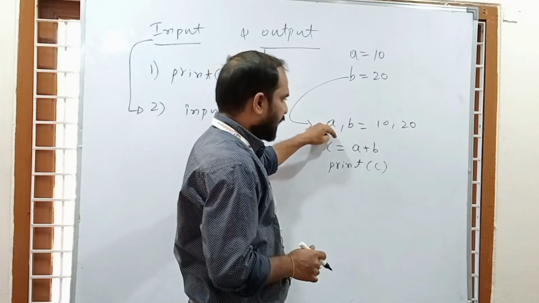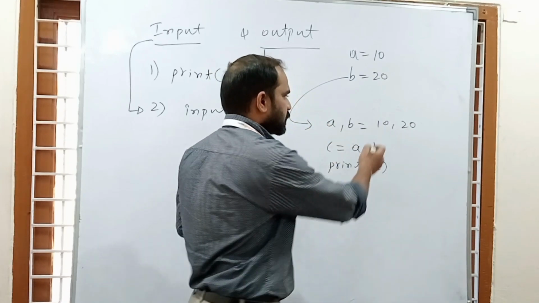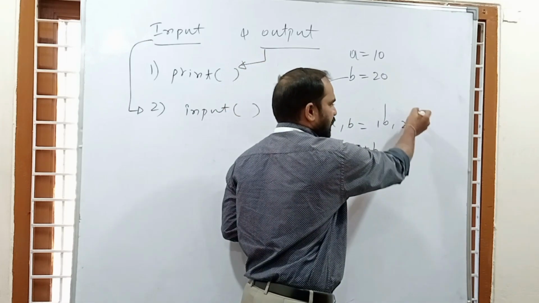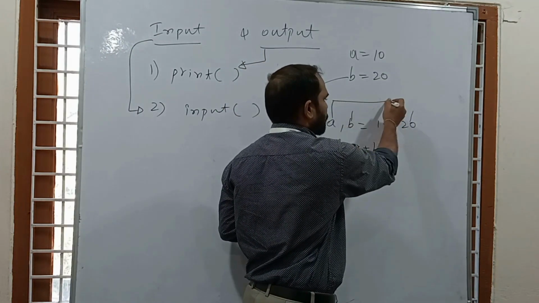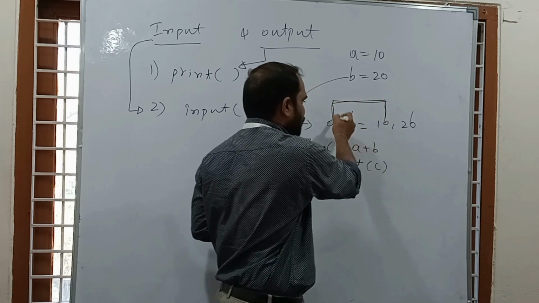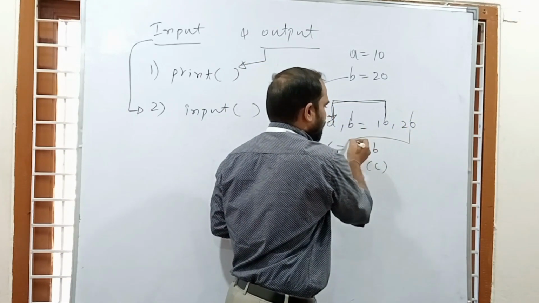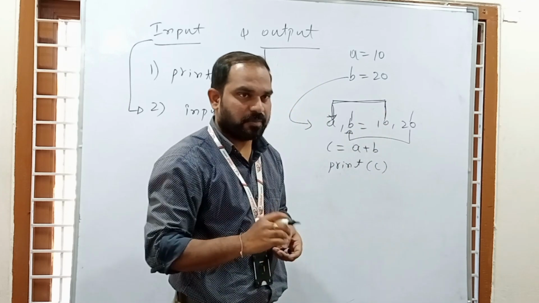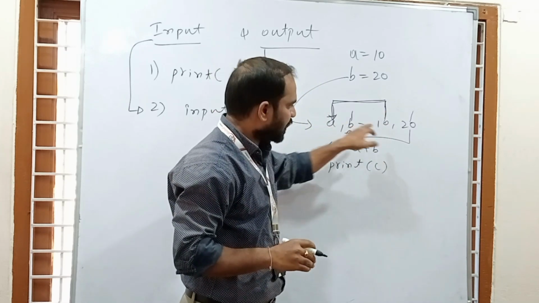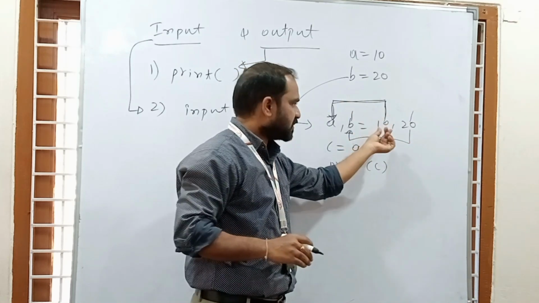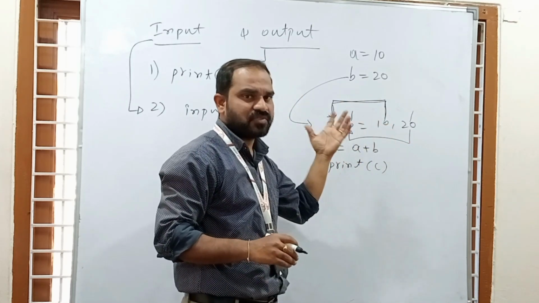Okay. So now A holds which value? 10. So this is the first value, this is the first variable. This is the second value and this is the second variable. Now this value is going to get assigned to this variable, and this value is going to get assigned to this variable. It means that in A we have stored 10, in B we have stored 20, right? This data is being stored in these variables.